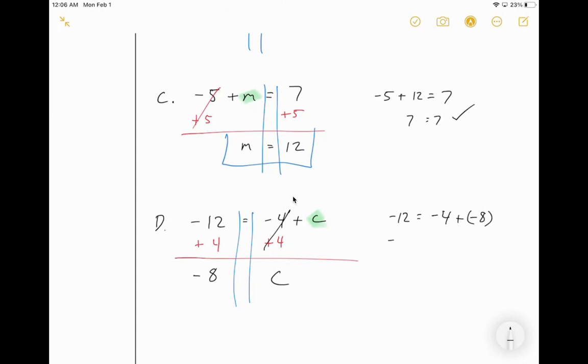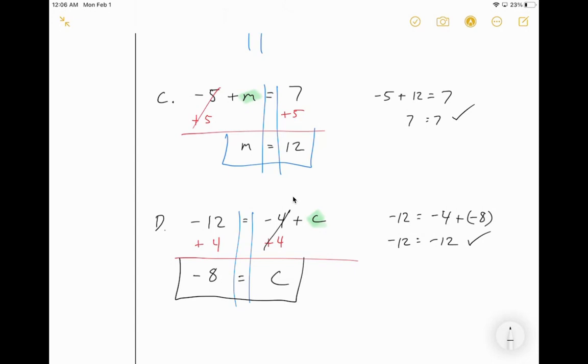Is that true? Yep. 4 ninjas and 8 more ninjas make 12 total ninjas. So that's good. I can say that is my answer with an equal sign. c equals -8.